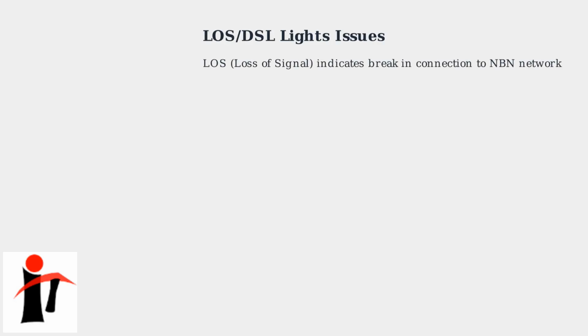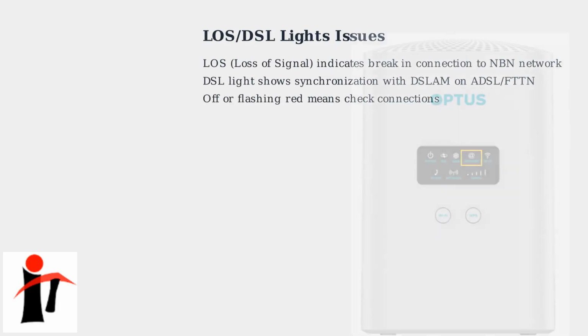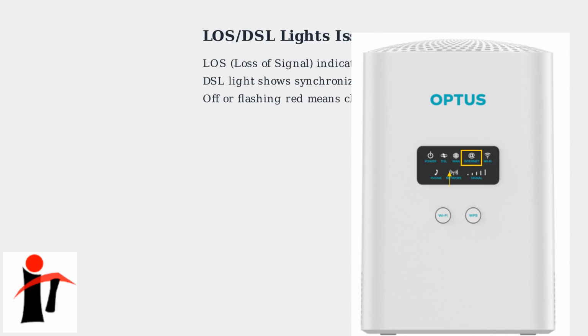Experiencing issues with your Optus NBN modem? Let's tackle those frustrating LOS and DSL light problems. The LOS light indicates a break in your modem's connection to the NBN network, while the DSL light on ADSL or FTTN connections shows synchronization with the DSLAM. If these lights are off or flashing red, it signals potential connection issues.